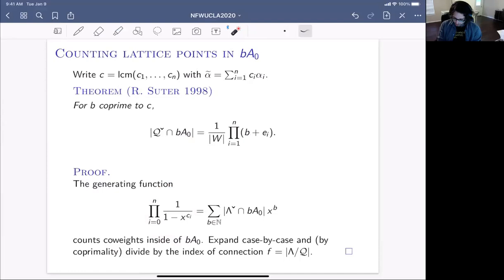So this is due to Suter. And this is generalizing. If you did this in type A, then you'd get 1 over A plus B times A plus B choose B. Well, maybe a different form, but it doesn't matter. The same number.